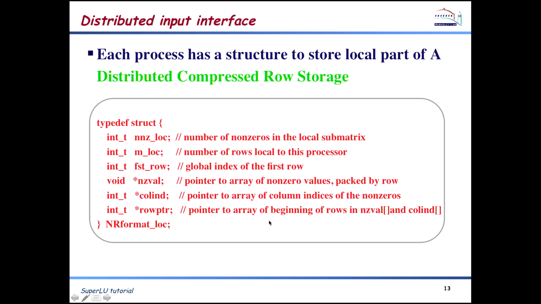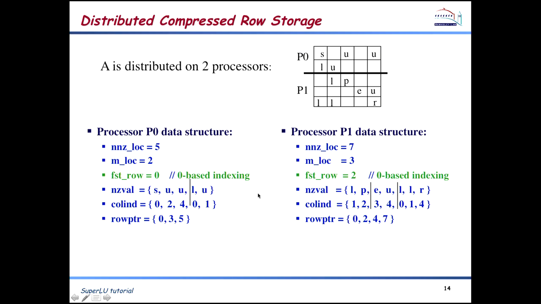So once every processor has their local data structure, then the library could communicate to figure out the global matrix image. And once you set this up, you don't need to worry about the global image. So this is a small example here: a small 5x5 matrix with 2 processors.